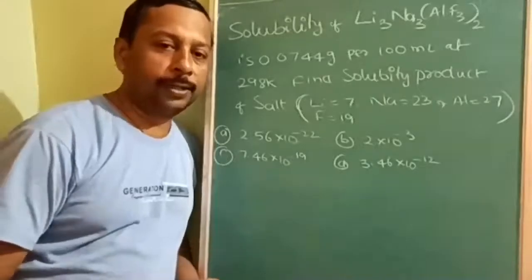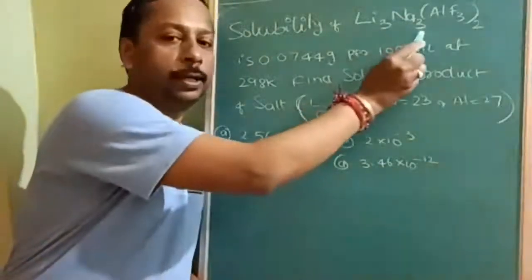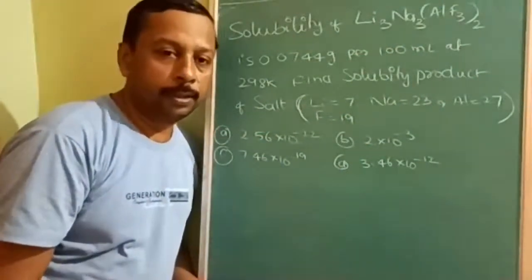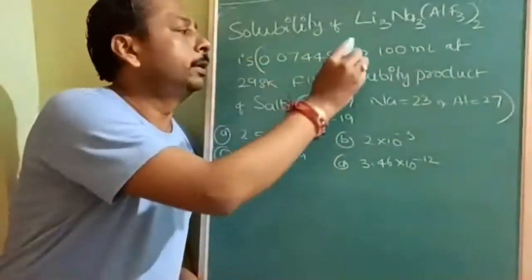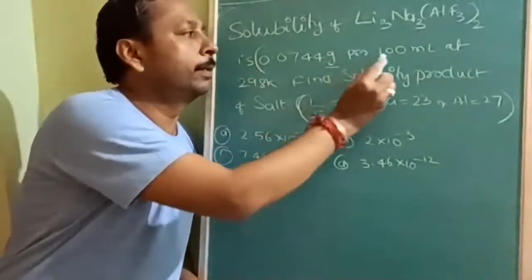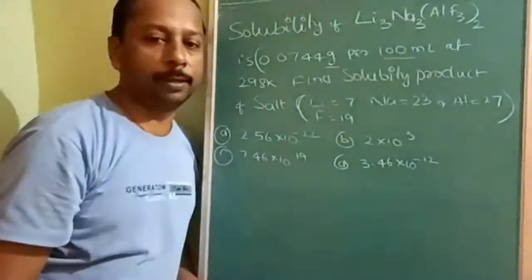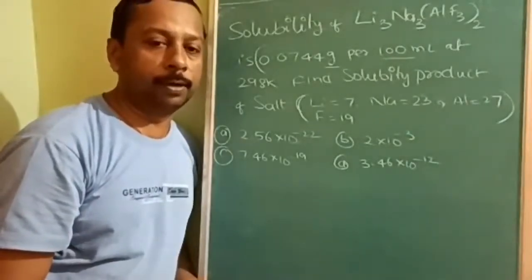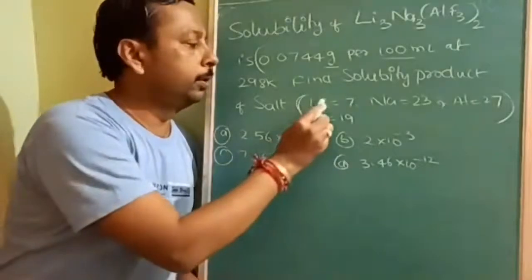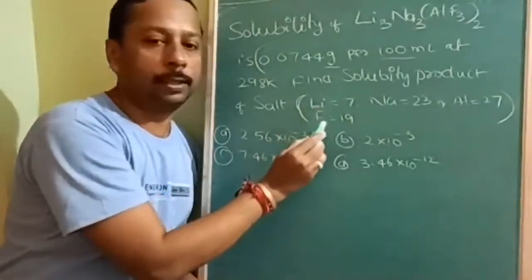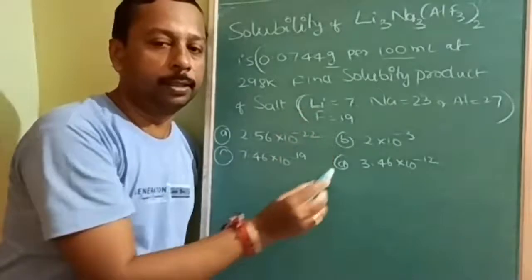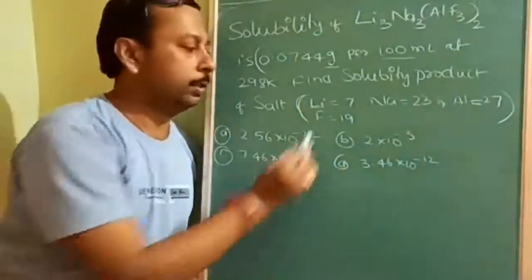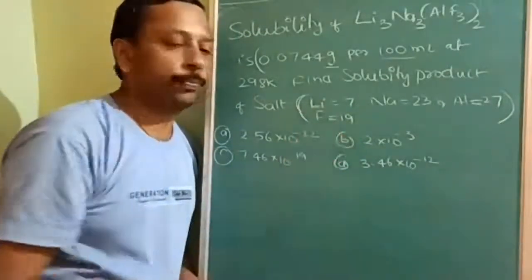Okay, next question is solubility of Li3Na3AlF6 whole twice. See, so many twists are there. First twist is gram and second twist is per 100 ml. At 298 Kelvin, find the solubility product of the salt. These are all given atomic masses: lithium 7, sodium 23, aluminium 27, fluorine 19.